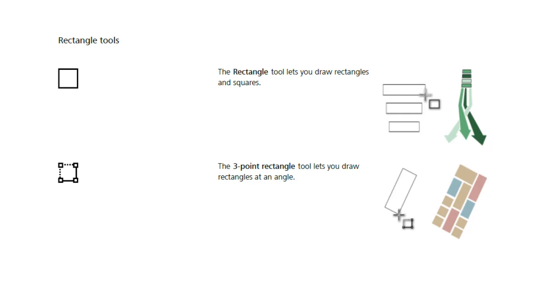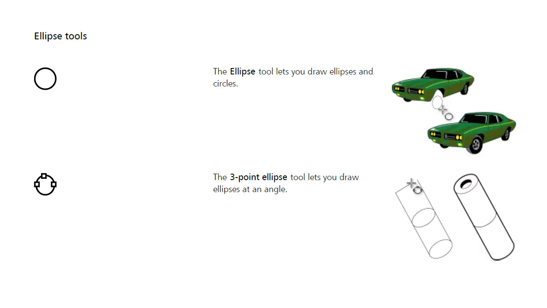Rectangle tools. The Rectangle tool lets you draw rectangles and squares. The Three-Point Rectangle tool lets you draw rectangles at an angle. Ellipse tools. The Ellipse tool lets you draw ellipses and circles. The Three-Point Ellipse tool lets you draw ellipses at an angle.